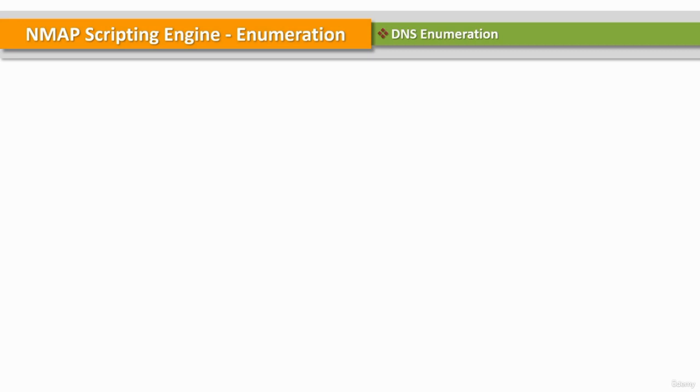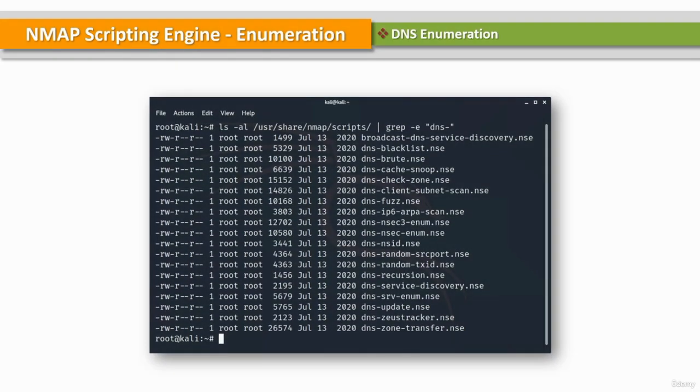Now, of course, there are many ways to perform DNS enumeration. NMAP has multiple scripts for DNS enumeration, as you can see here. These scripts will try to get information in other ways as well. So in this lesson, we are going to use DNS brute as well as DNS zone transfer scripts. So let's have a look at these scripts and how they work.